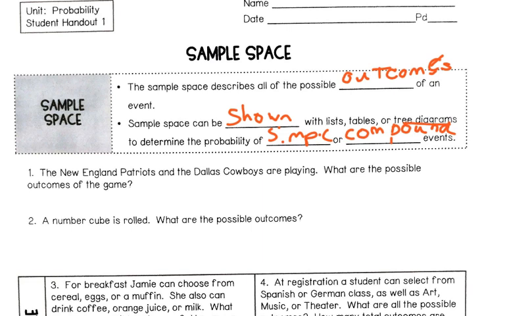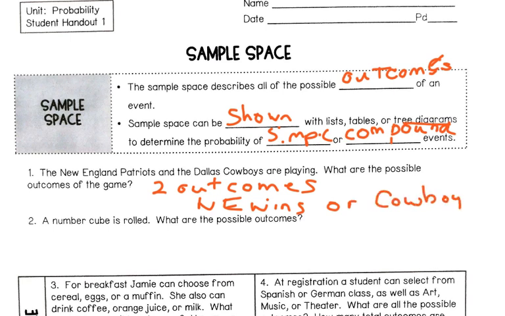So, let's say we had the New England Patriots and the Dallas Cowboys playing a football game. What are the possible outcomes of the game? Well, there are 2 outcomes, right? New England wins, or the Cowboys win.